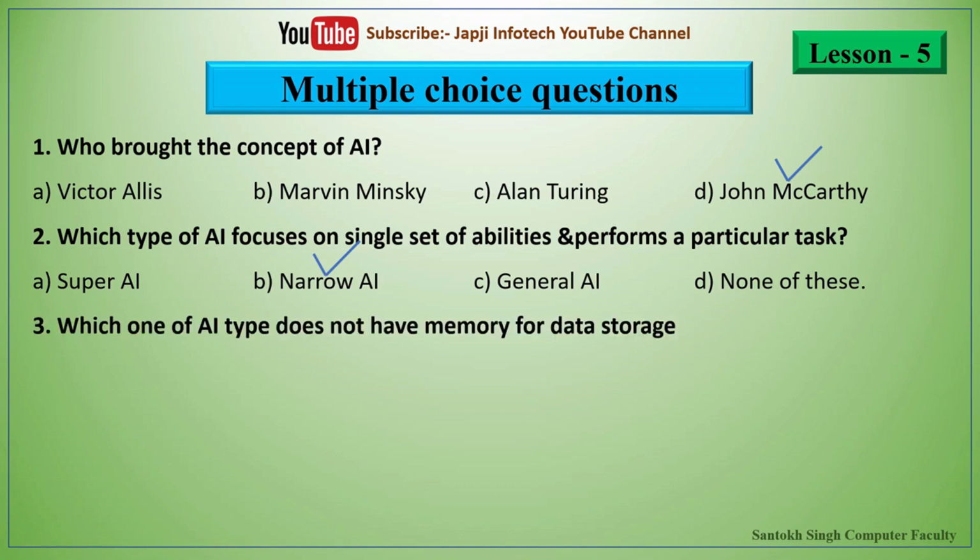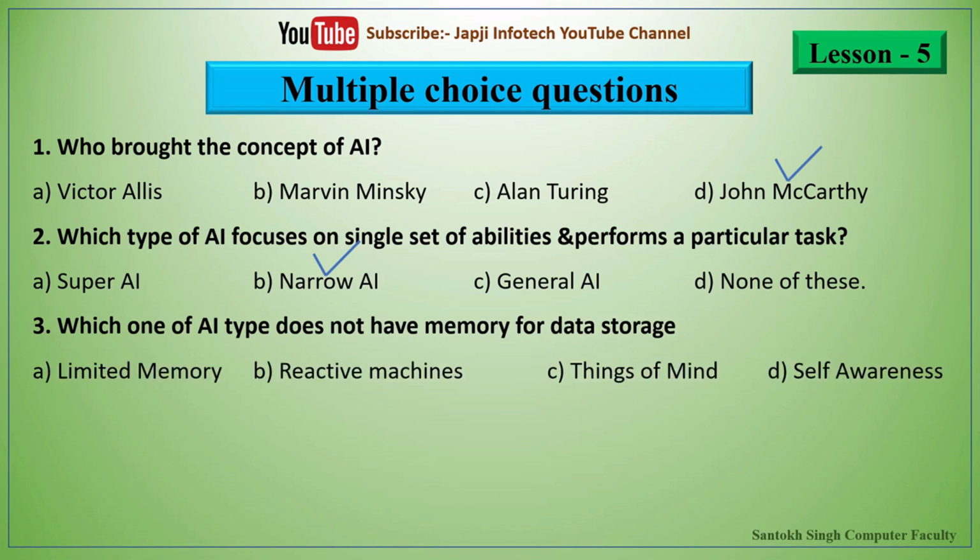Third one is, which type of AI does not have memory for data storage? And the options are limited memory, reactive machine, theory of mind, or self-awareness. And the right answer is reactive machine does not have memory for data storage.